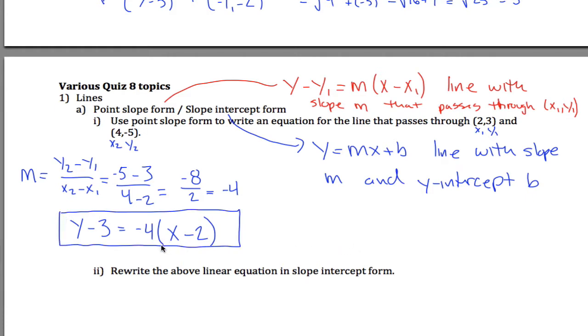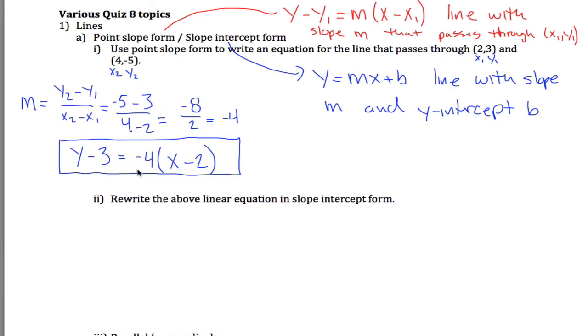Typically, when we talk about a line, we don't write it in this form. This is not what's referred to as standard form. Standard form is slope-intercept form. But you're like, I don't know the intercept. It didn't give me the intercept in this problem. That's okay. What I can do is I can take this point-slope form and solve it, move the pieces around algebraically so that it looks like this.